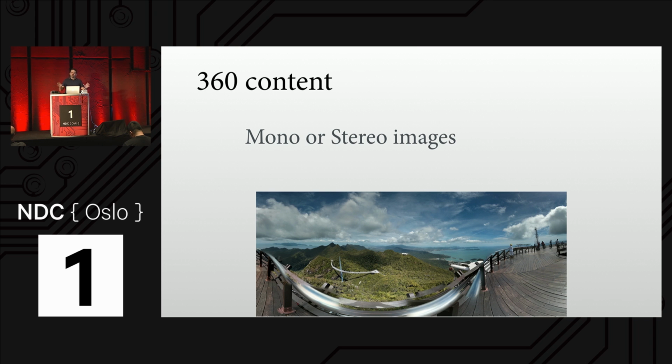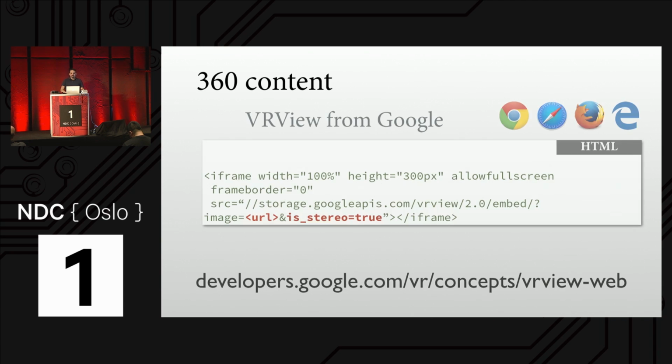And stereo means that you are taking two pictures, one per eye, and that will create a 3D experience. Okay? There are more expensive cameras that are doing this. For using this today, there are a couple of free and open source solutions. The first one is VR View from Google.